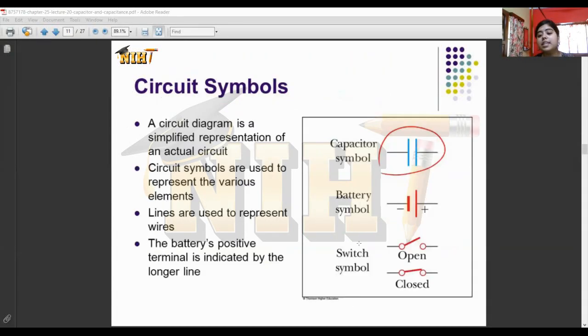So these are the circuit symbols. The capacitor symbol is the symbolic representation of a capacitor: two parallel lines, and these two are connected. This suggests that they are connected with the battery. And the battery symbol is, right, we know there are switch on and switch off symbols.